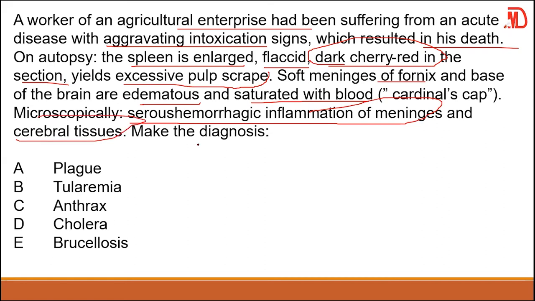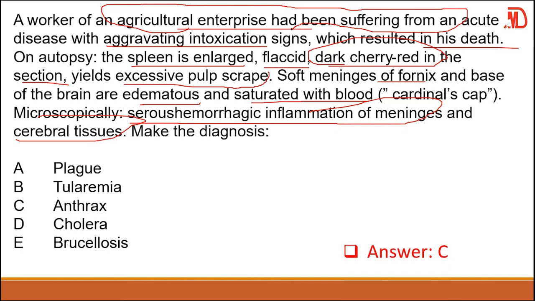Make the diagnosis. Guys, the clue here is this person has been working in an agricultural enterprise. So the question is, what microorganism can cause this type of infection? Your answer is anthrax. Exactly, we've done these things. So the condition is called anthrax meningitis.